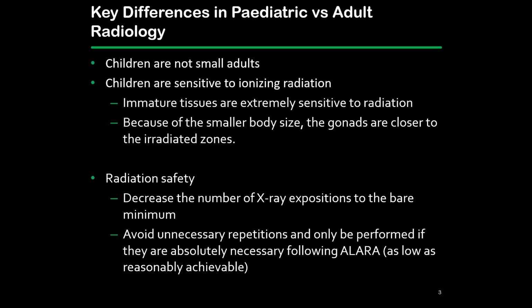One thing about children is that they are sensitive to ionizing radiation. And therefore, it's very important for us to be selecting the type of imaging that we need based on this factor. They also have immature tissues which are sensitive to radiation, and also because of their smaller body size, their reproductive organs tend to be closer to the radiation zones. And this makes it relevant when we try to prevent them from exposure.